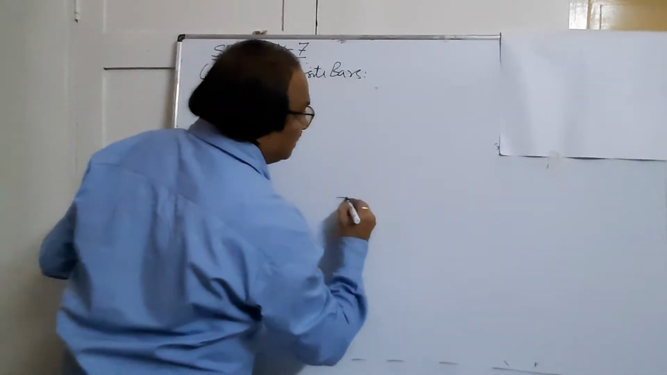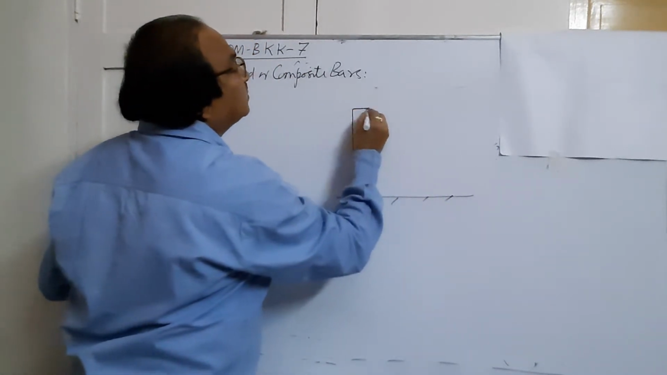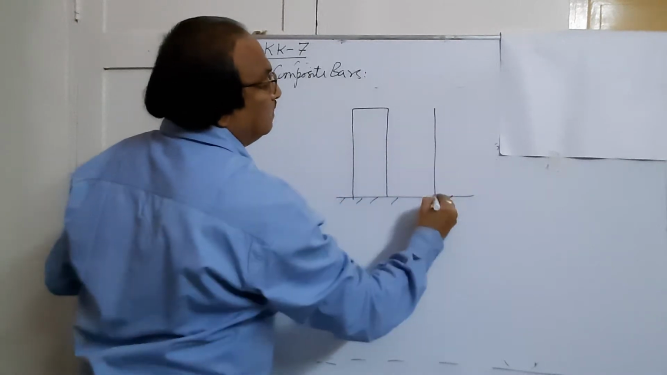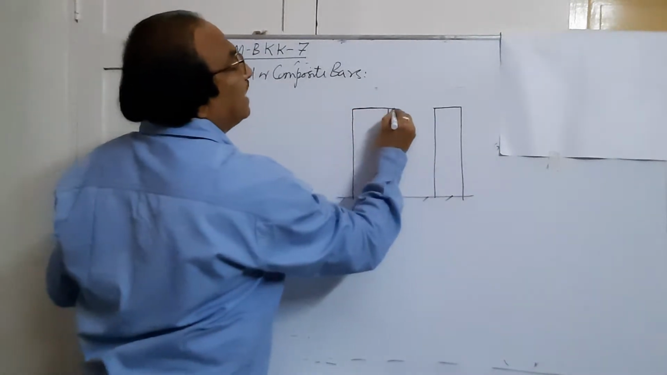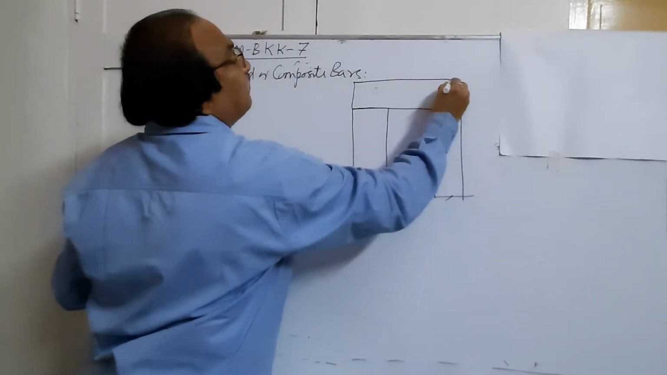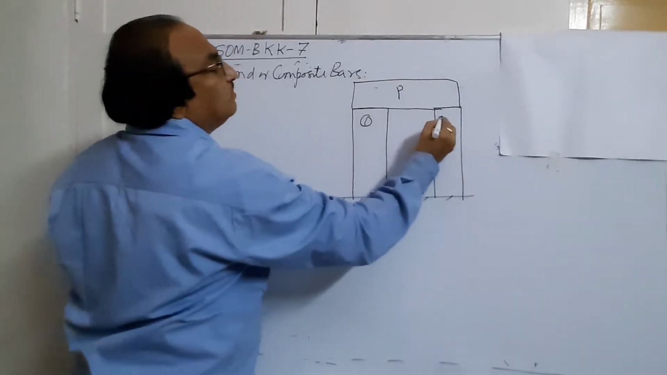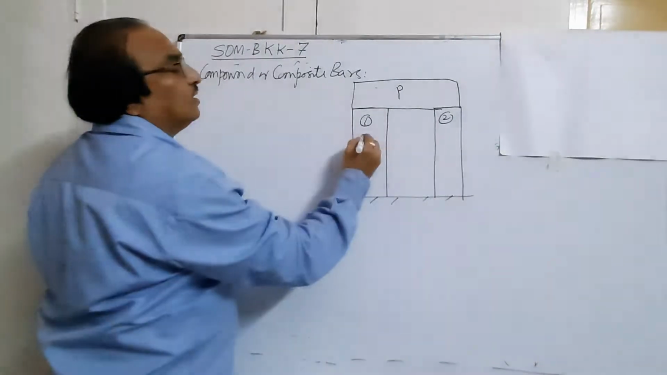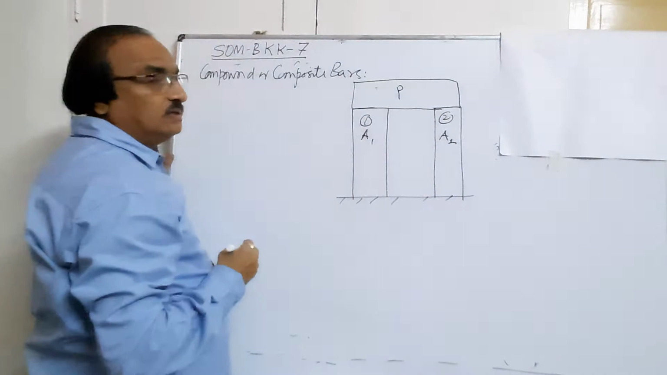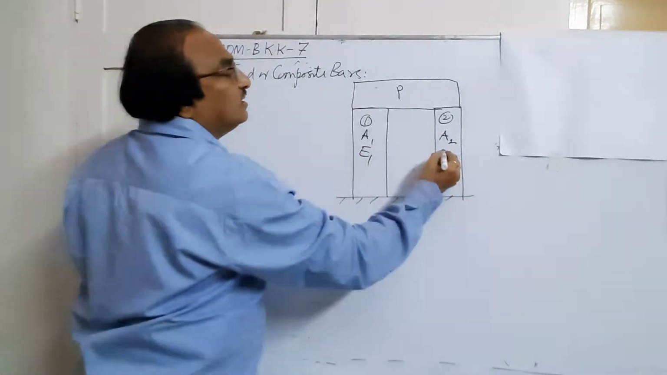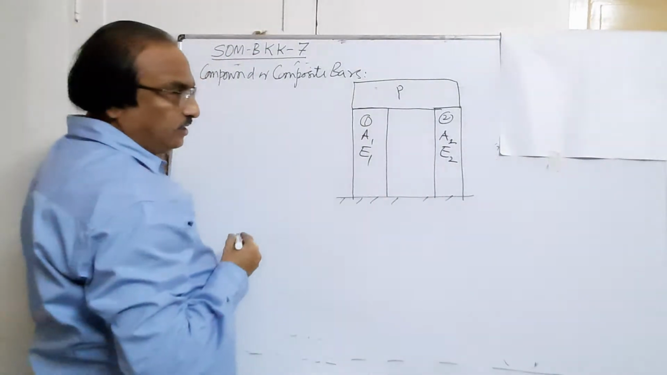Let us see, for example, suppose I take two columns here, column one and column two, and these two columns are carrying a load like this, W or P. Now this is one column, this is two column. Cross section area A1 will be different, cross section area A2 may be different. This may be of steel and this may be of aluminum or copper, any material. So these are E1 and E2.